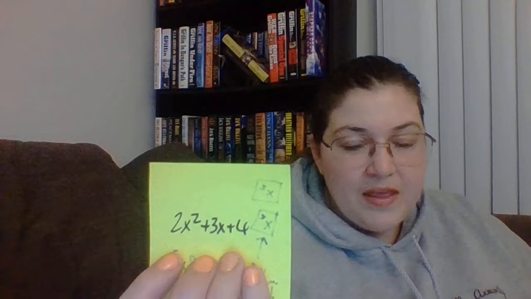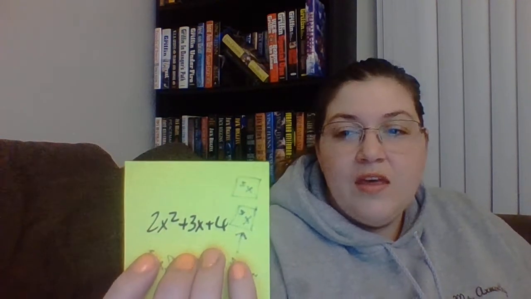Write it on your page. All three of those terms in one algebraic expression. Did you get an answer? You should have written 2x squared plus 3x plus 4.